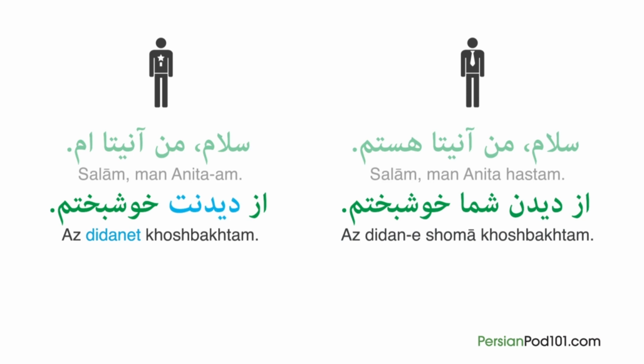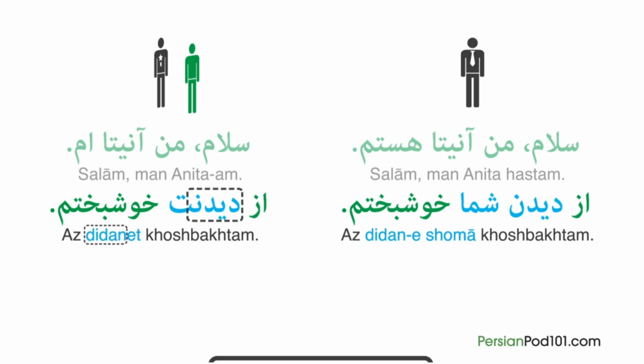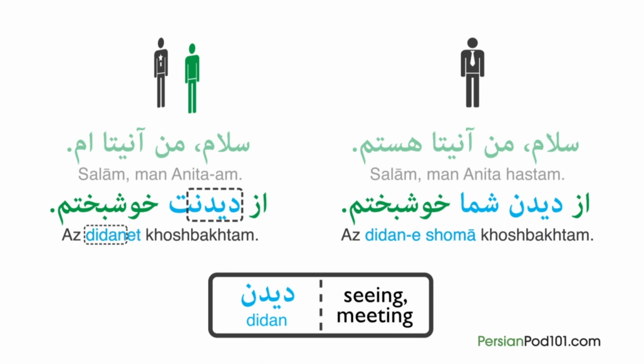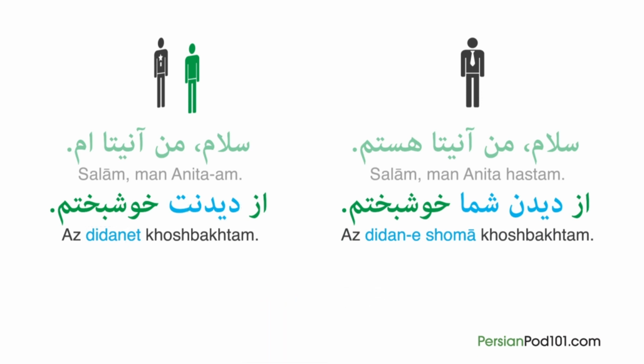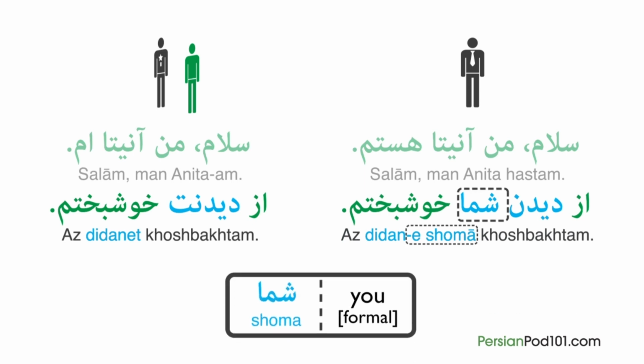Here, didanet and didan shoma are different. Didanet is used when speaking informally to only one person. It is formed by adding et, meaning your, to the end of didan, meaning seeing or meeting. In the formal version, instead of et, we add e shoma. Shoma is the formal word for you and can be used whether you're speaking to one person or a group of people.